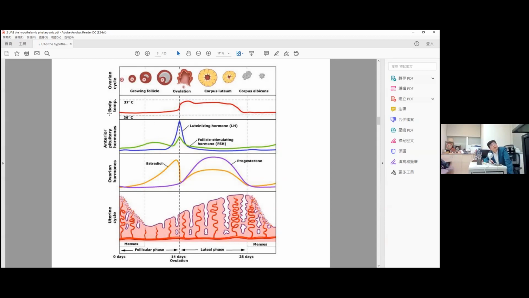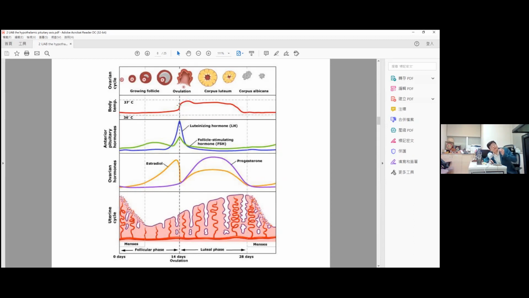When we look at the body temperature in the morning, it is around a stable condition. During the ovulation day, with the LH surge, the temperature will go up about 0.8 or 1 degree.